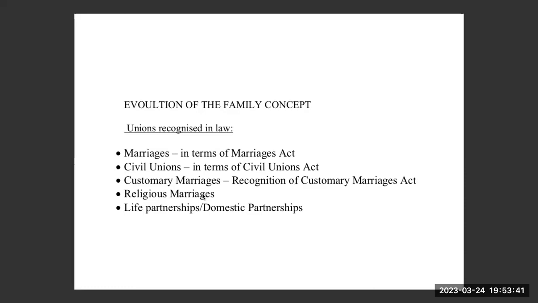You also know that after one gets married under the Recognition of Customary Marriages Act, usually there is no document given to them, but they can take it to the Department of Home Affairs to have that marriage registered or recognized. But that is not a prerequisite. That is for people that want a document. You can still have your customary marriage, which we call traditional weddings.